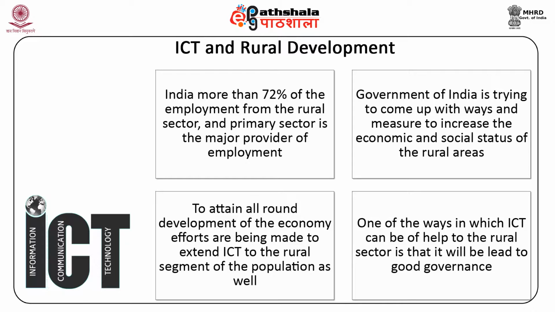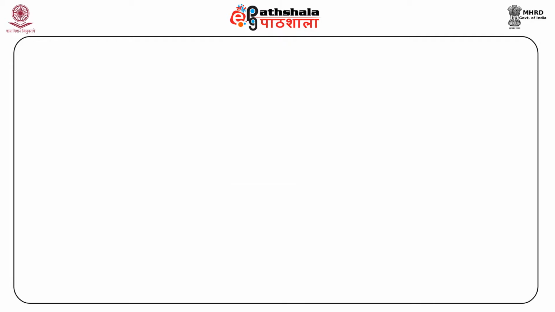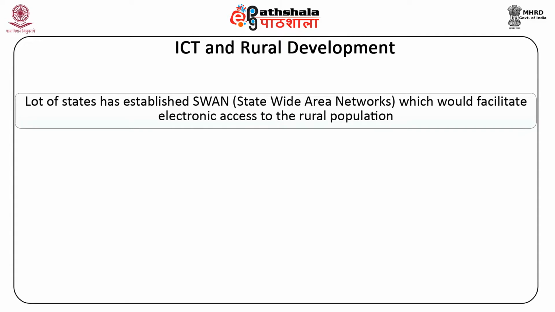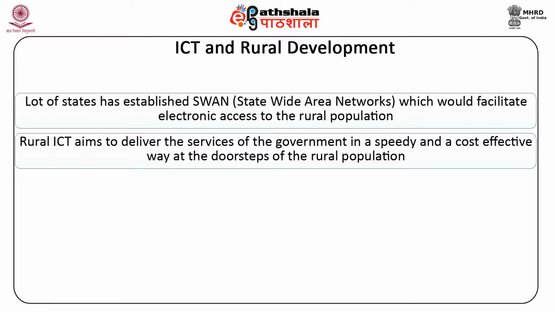With the help of technology, there would be better governance, as there would be speedy trials, reduced processing cost, reduced chances of corrupt practices, higher accountability, and effective and efficient functioning. A lot of states have established SWAN, state wide area networks, which would facilitate electronic access to the rural population. Rural ICT aims to deliver the services of the government in a speedy and a cost effective way at the doorsteps of the rural population.